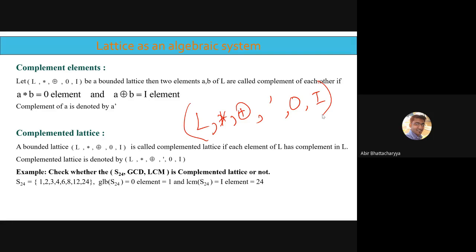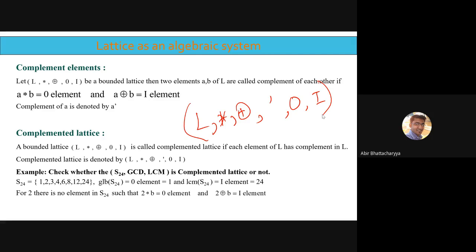Now what is the GLB of S24? The GLB of S24 is your zero element. To calculate the zero element, you have to calculate the GLB, so the zero element is 1. Similarly, what is your I element? The I element means LCM, and the LCM of S24 is 24. The I element and zero element being present means it's a bounded lattice, so we can proceed to check for a complemented lattice. But is it a complemented lattice? Does each and every element have its complement inside S24? Let's check.